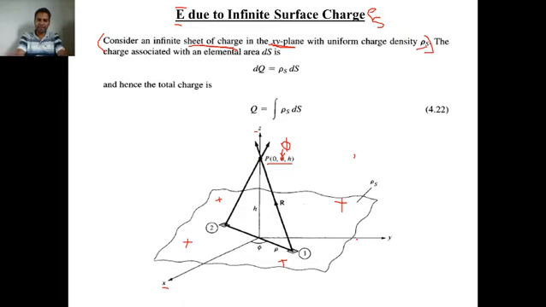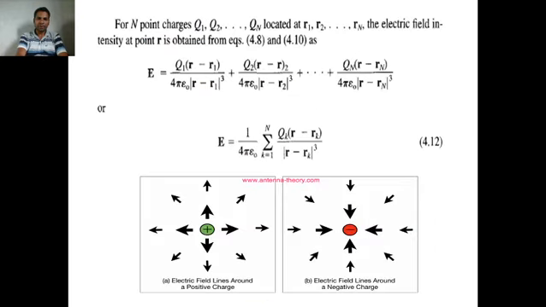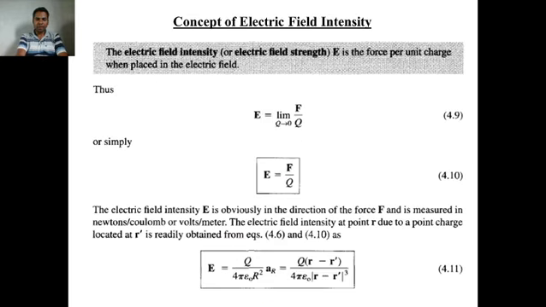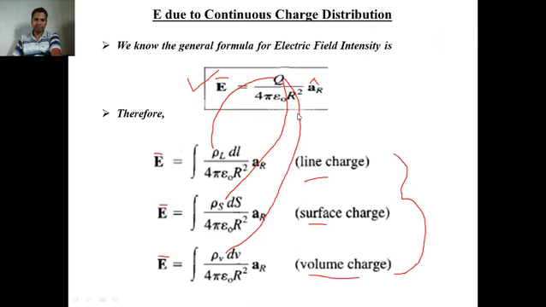So how should I start? Obviously, up till now we only have Coulomb's law to find out the E bar. With the help of Coulomb's law, we found that if we divide the force obtained in Coulomb's law by the charge, we will get E bar. And what is that formula? Q upon 4 pi epsilon 0 r square a r cap. So we require the total charge Q.